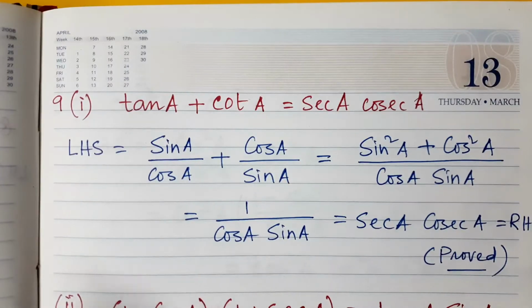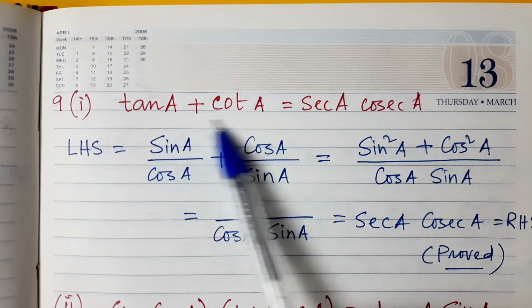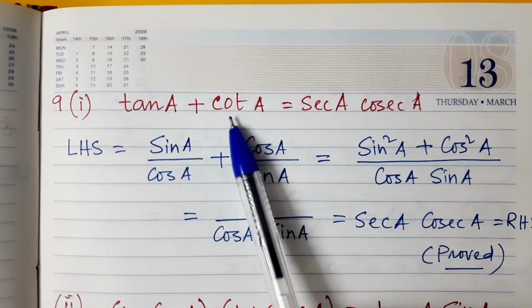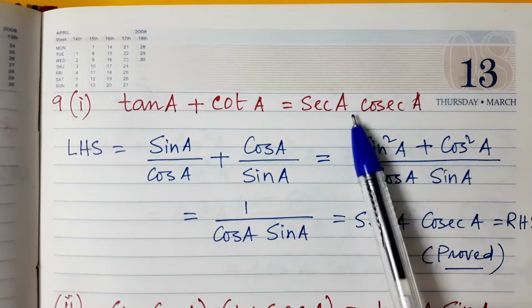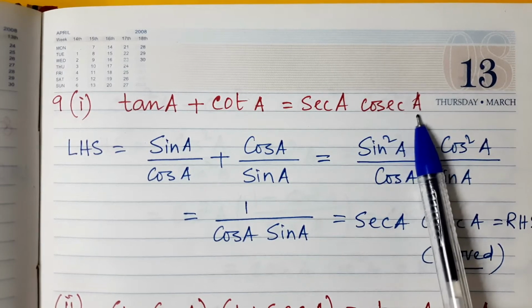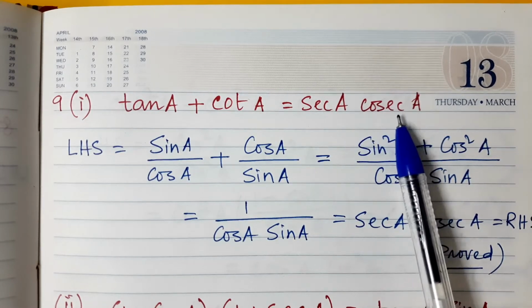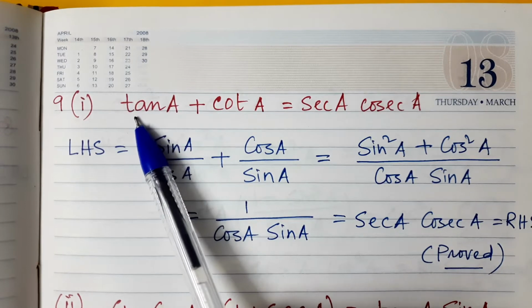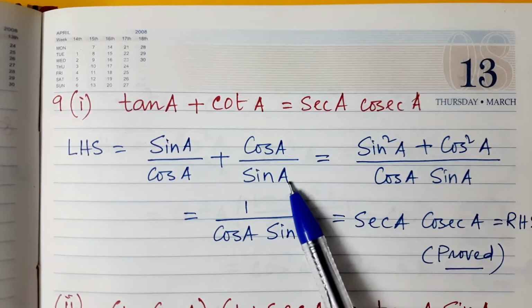Now this is problem number 9 part 1. Here you need to prove this. In the left hand side there are tan a and cot a terms, but in the right hand side no tan a or cot a is present. So always, what is not present you write in terms of sine or cos. So writing tan as sine a by cos a and cot as cos a by sine a.